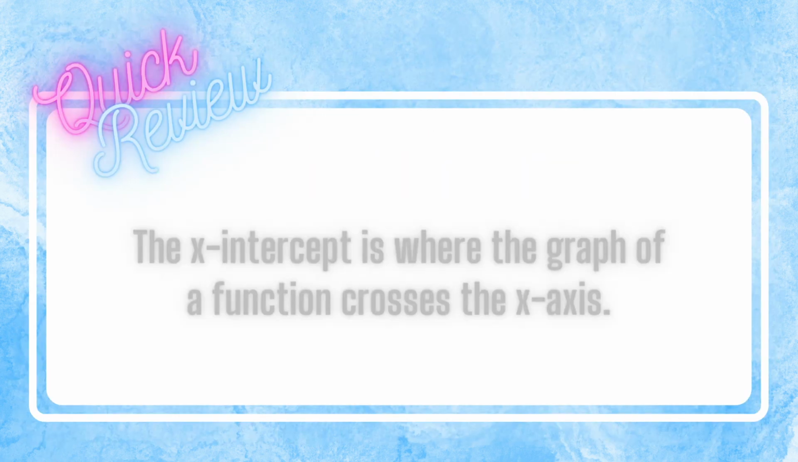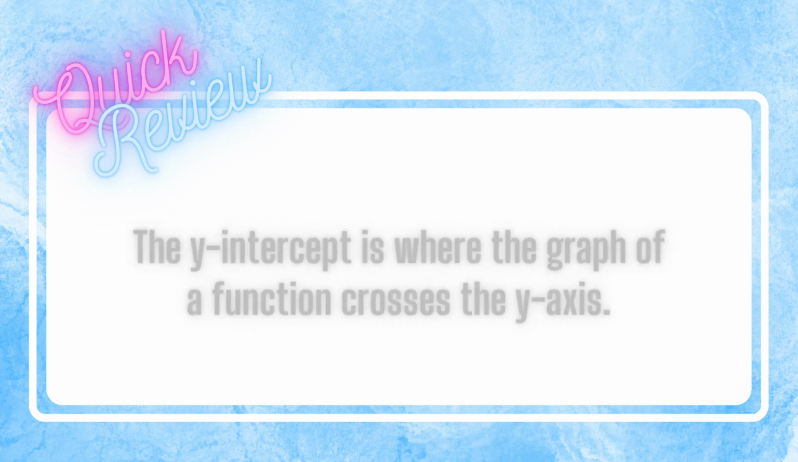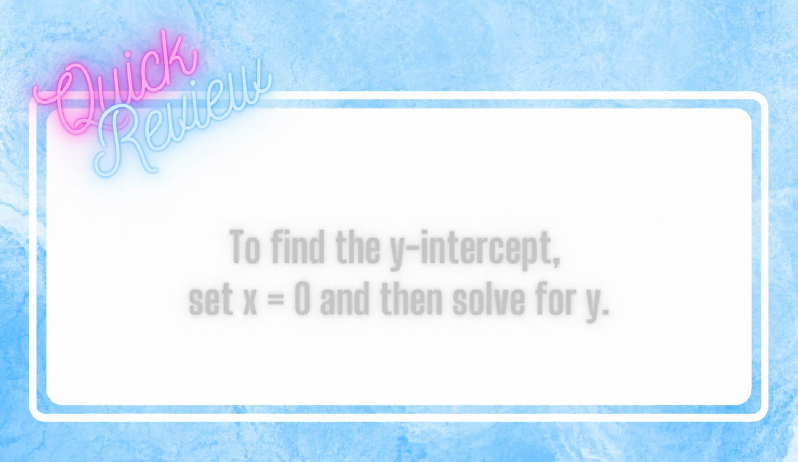So as a review, the x-intercept is where the graph of a function crosses the x-axis. To find the x-intercepts, set y equal to 0 and then solve for x. For today's examples, we mainly looked at examples where you need to factor to solve for x, or functions where you need to use the quadratic formula to solve for x. The y-intercept is where the graph of a function crosses the y-axis. And to find the y-intercept, set x equal to 0 and then solve for y.